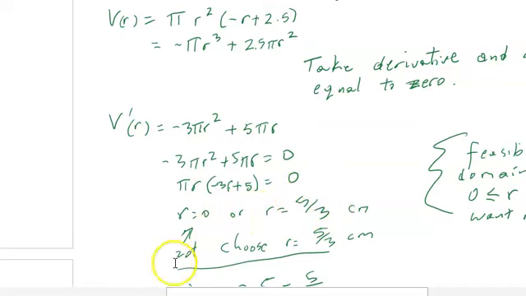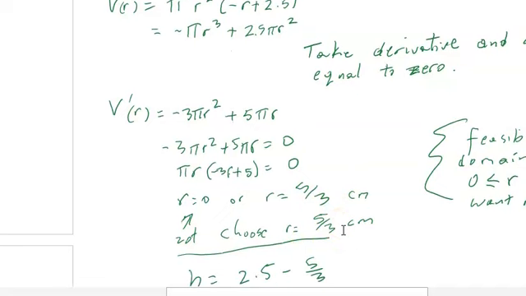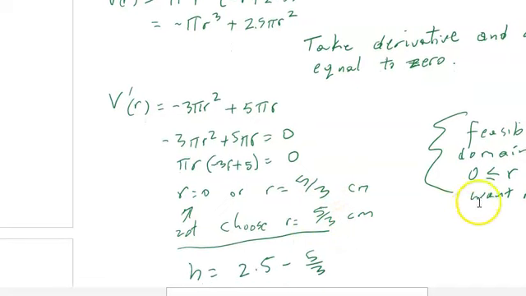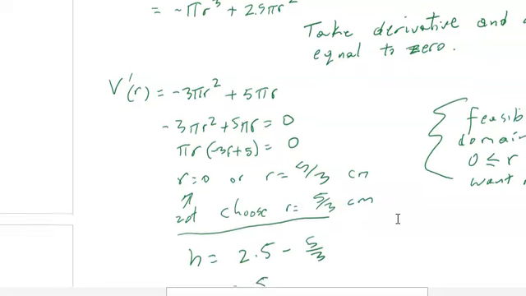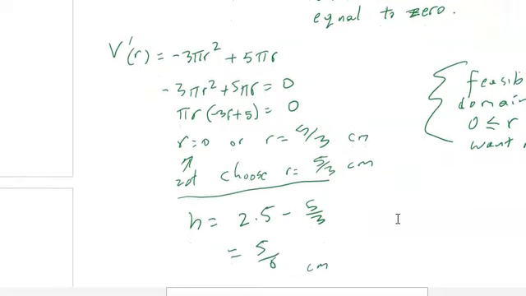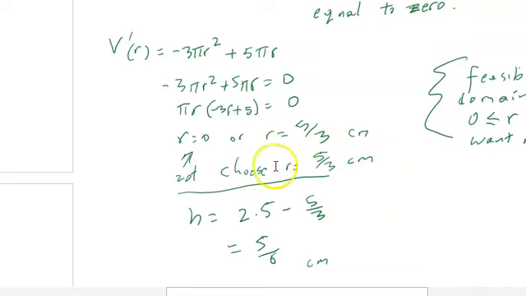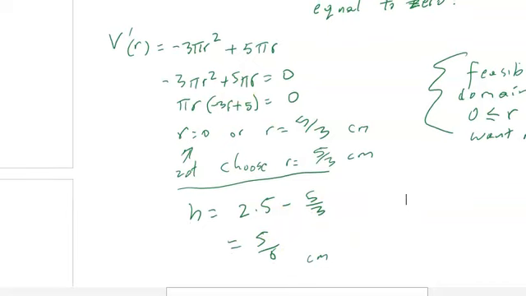We could use the first derivative test here, and that will show that r equals 5 over 3 is the maximum. Or intuitively, we want to say, r equals 0 does not really make a lot of sense in this situation. But either way, we know that r is equal to 5 over 3. That is the best answer. Now what about h? H should be equal to 2.5 minus 5 over 3, and that would be equal to 5 over 6 centimeters, and we're done.